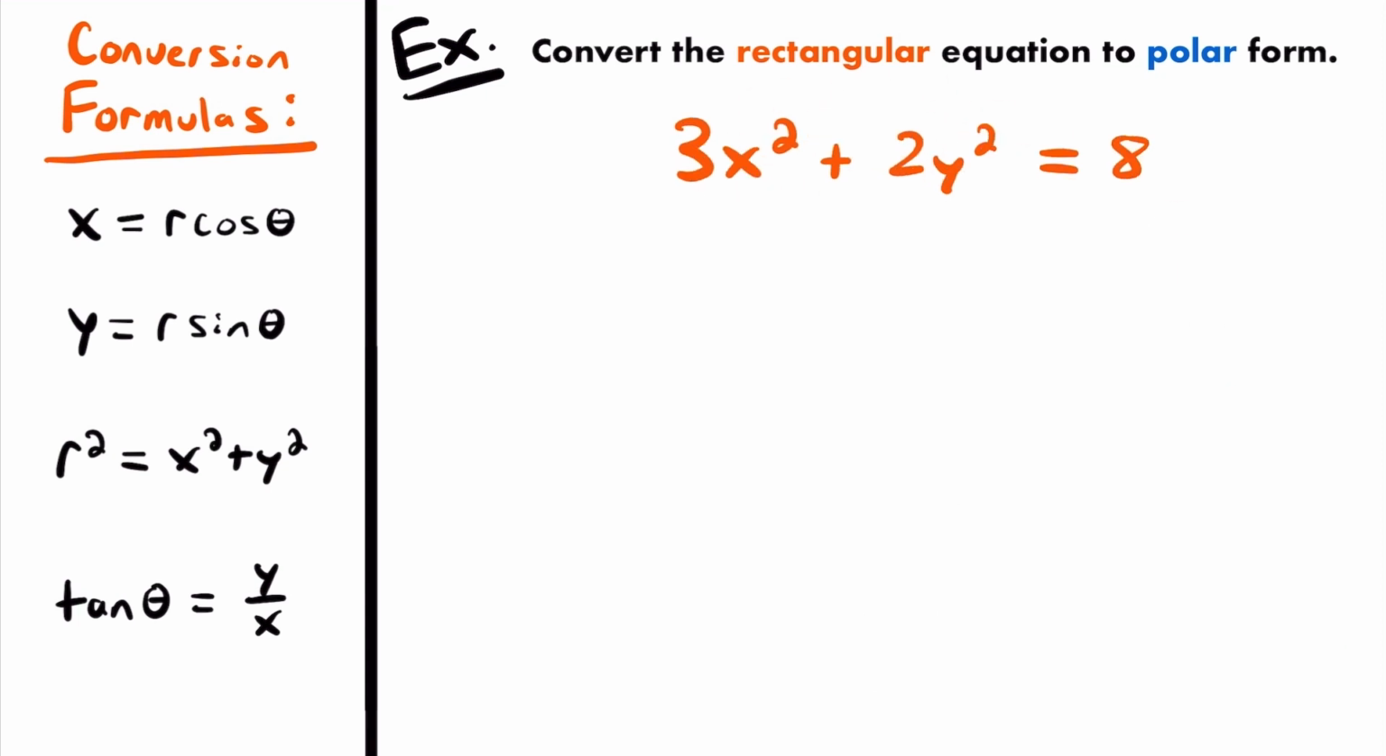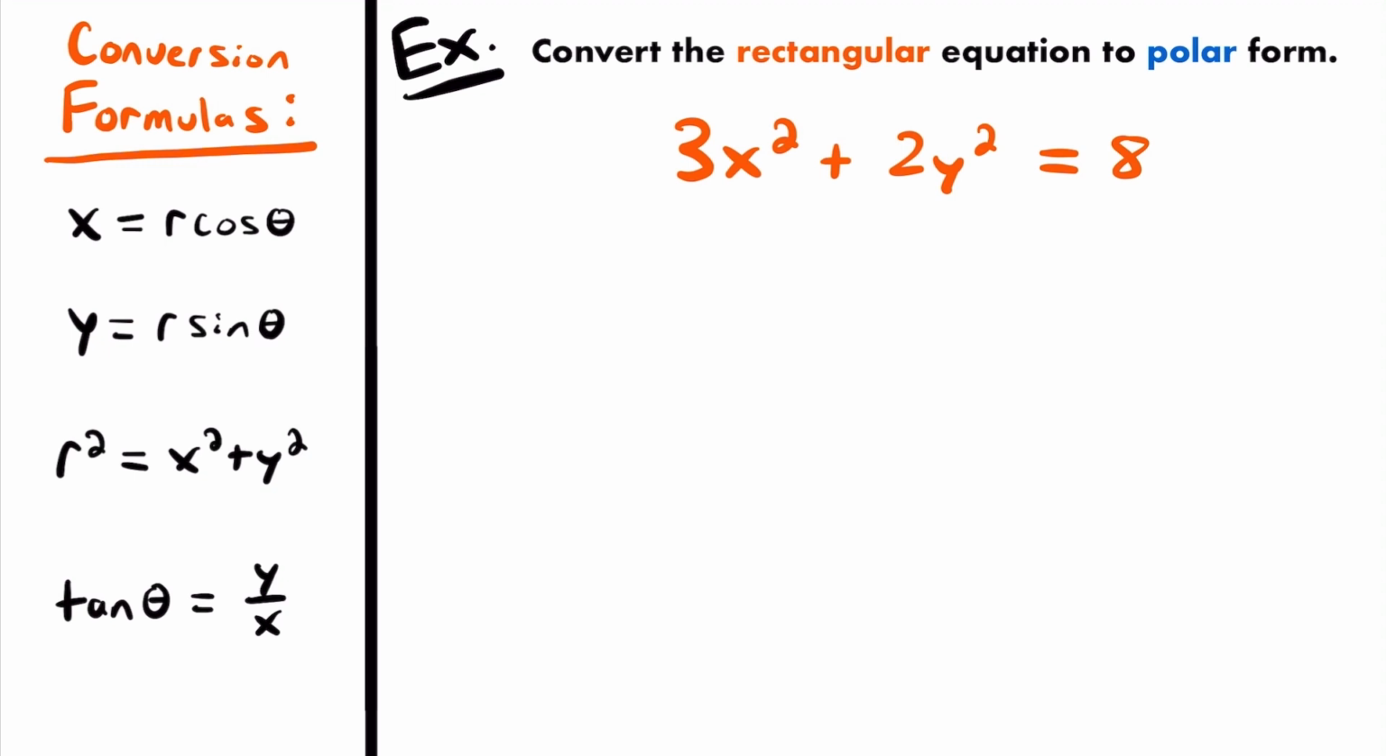Okay, so next up we want to convert this rectangular equation to polar form. We have 3x squared plus 2y squared is equal to 8. Now initially with this rectangular equation, it might look like you want to use r squared is equal to x squared plus y squared because we have x squared and y squared, but their coefficients are not 1. We have 3 and 2, and they're also not the same coefficient. If they were the same coefficient, then we could just pull that out and then replace x squared plus y squared with r squared. But since they're different, that makes this a much trickier rectangular equation to convert to polar form.